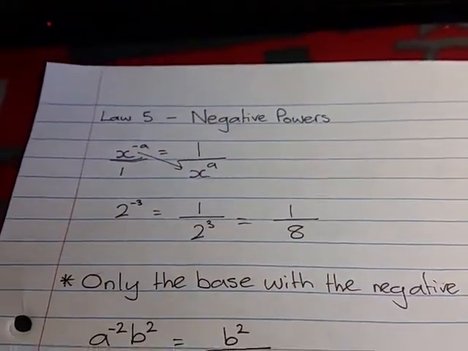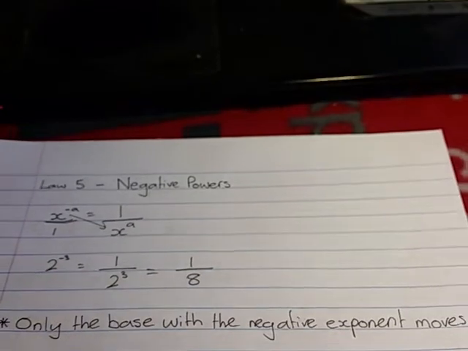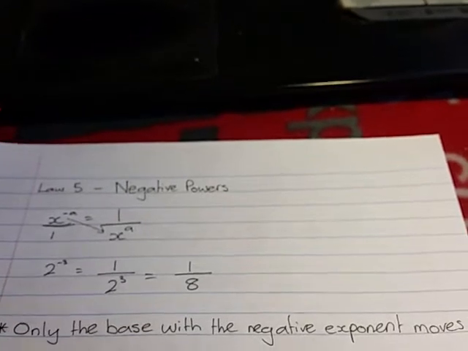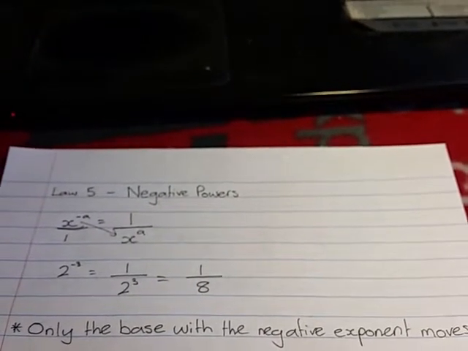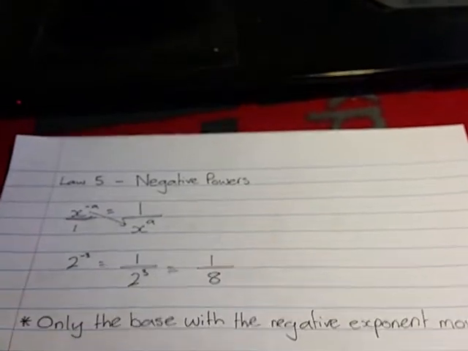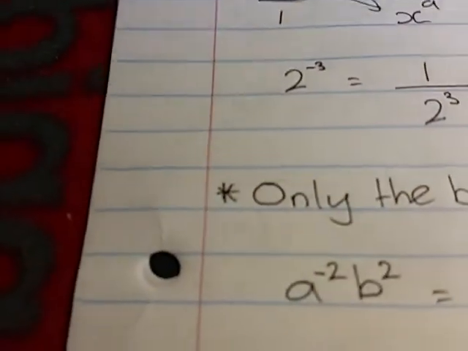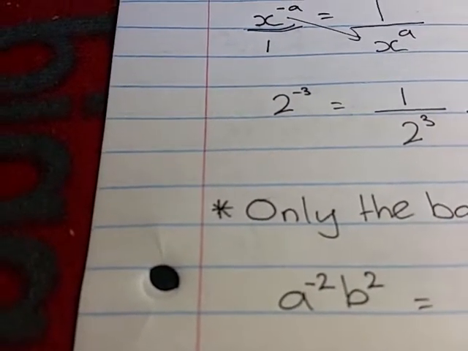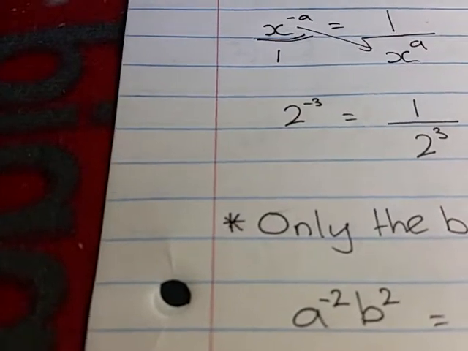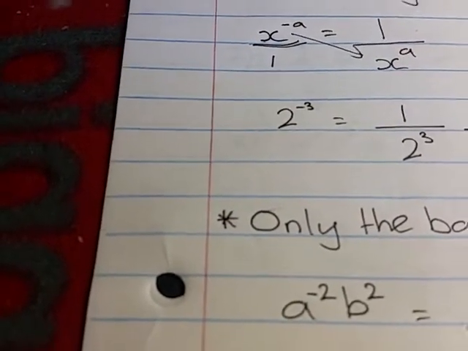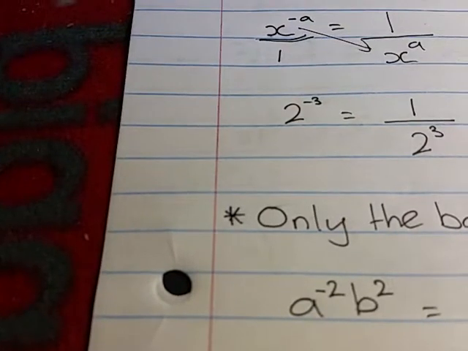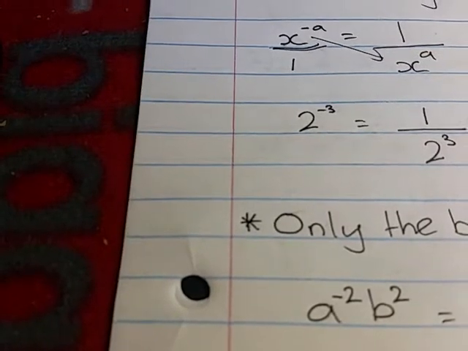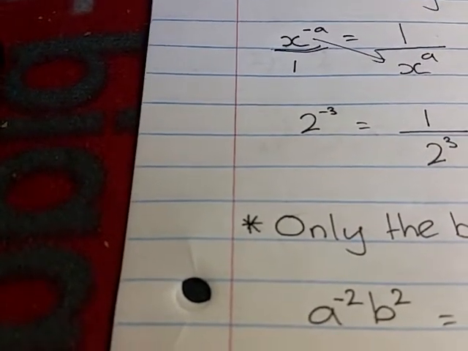Alright, so there are about 2 finer points that I need to mention with this. Firstly, only the base with the negative exponent actually moves. So in this example, I have a to the negative 2 and b to the normal positive 2. The instruction that you are normally given when it comes to negative exponents is to simplify, leaving your answer with positive exponents.